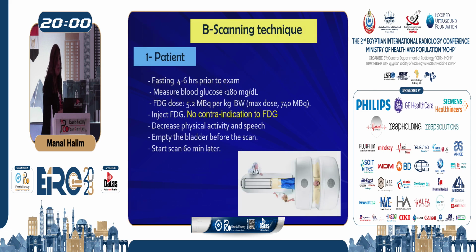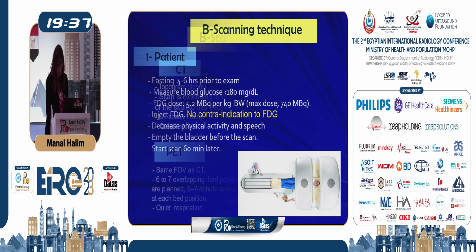And then the patient is scanned. It's easy to perform the PET scan. First, the patient fasts for 4 to 6 hours, and we measure the blood glucose, which should be less than 180 milligrams per dl. The fluorodeoxyglucose dose is 5.2, and there is no contraindication for the fluorodeoxyglucose. We decrease the physical activity and speech of the patient, and he empties his bladder before the scan, and then we start the scan 60 minutes after injection.